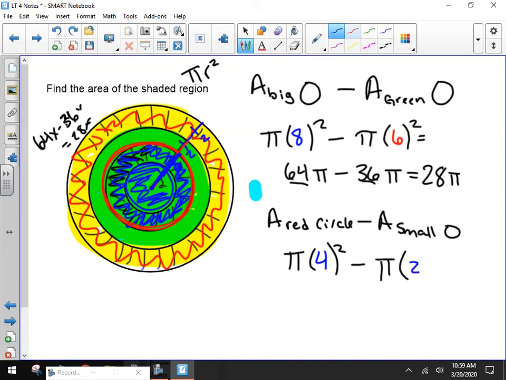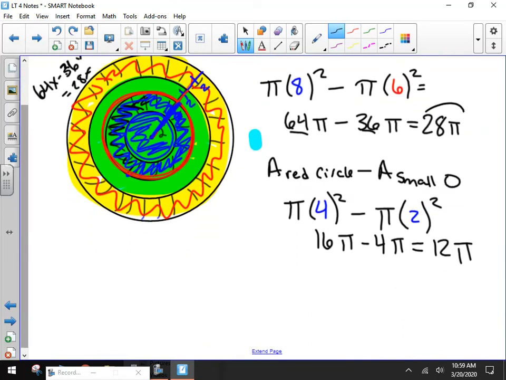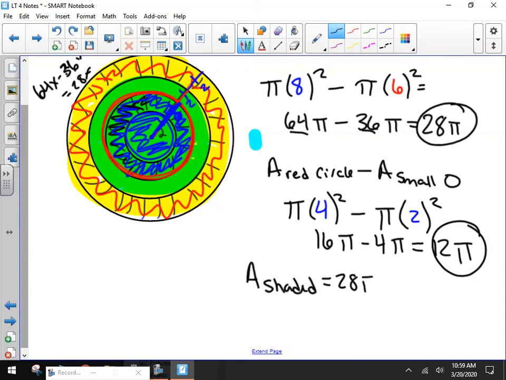And it wants the area of the shaded regions. The two regions are the rings, so I have to take these two and add them together. So the area of shaded is taking the 28 pi plus the 12 pi, and I get 40 pi, and it's going to be units squared because I don't have any units. Okay, so whenever you have to do shaded regions like that, you're just taking the larger area and subtracting the smaller area, or subtracting the area of the shape that's not shaded, and it'll give you the area of what's left over.